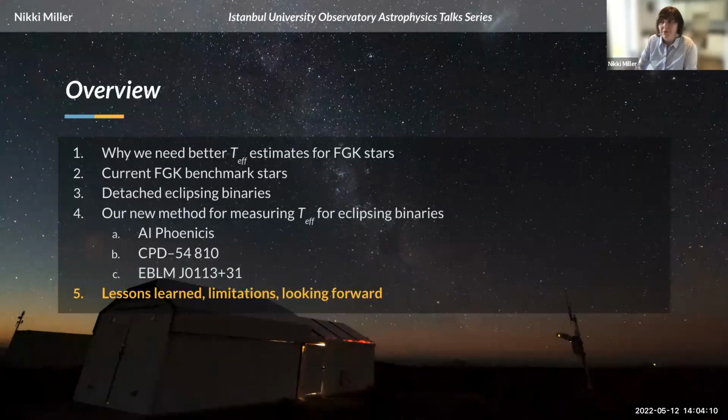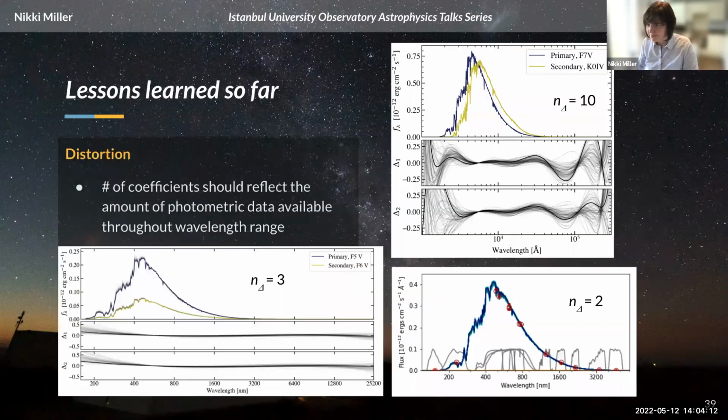So what have we learned so far from this method? Well, in terms of distortion, as I briefly said before, the number of coefficients, i.e. the order of the polynomial that we use to do the distortion, should reflect the amount of data that we have available. Otherwise, you'll be overfitting.